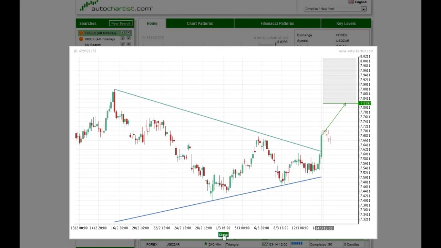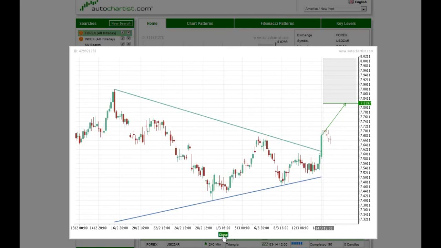Now this doesn't mean that this opportunity is long gone. In fact, to the contrary, in my opinion, what we see at Autochartist quite a bit is a strong breakout through support or resistance, then a retracement, and then a continuation back in the direction of the breakout. So in no way should this be viewed as an opportunity that's been missed or an opportunity that's gone wrong. In fact, right now this is a buying opportunity on USD ZAR, to go up to 781.